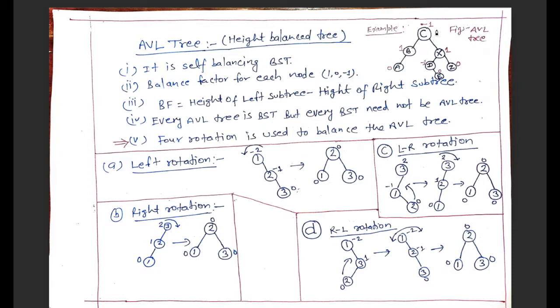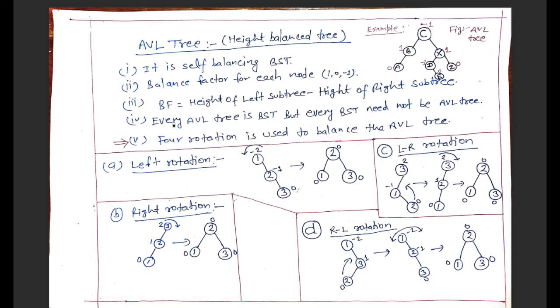Okay, if the balance factor changes, again I am repeating, suppose for this node, after the calculation you get a balance factor of 2 or any other value, then you have to balance the tree by using these rotation techniques. There are 4 rotations for balancing any AVL tree, okay?